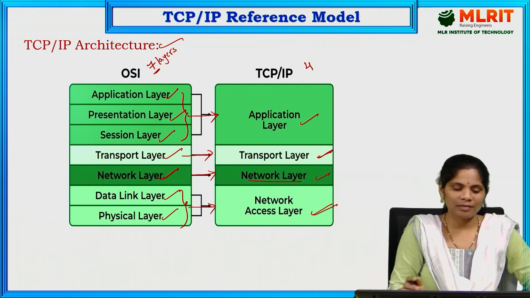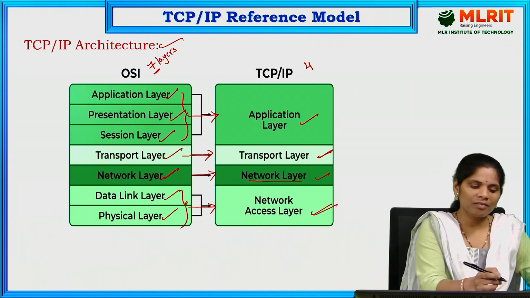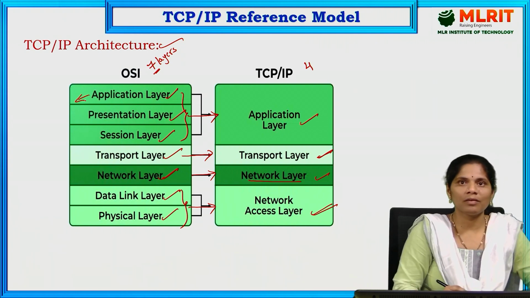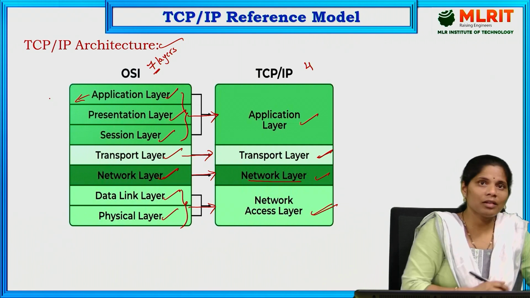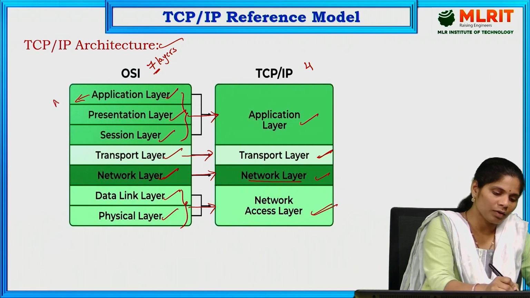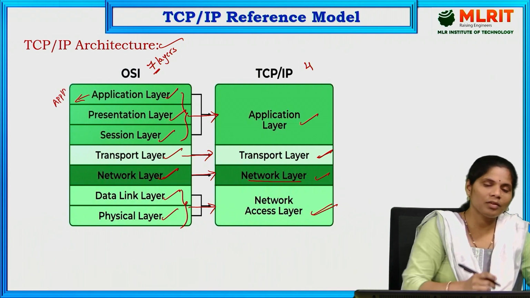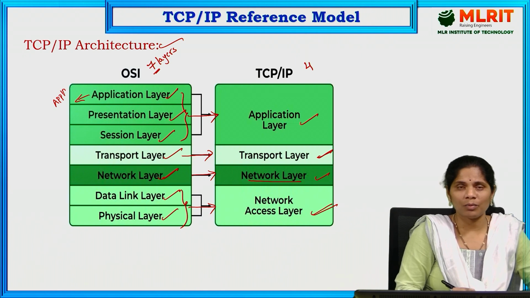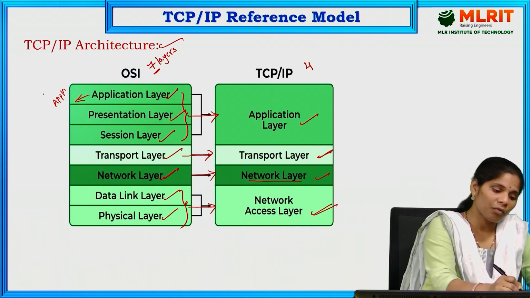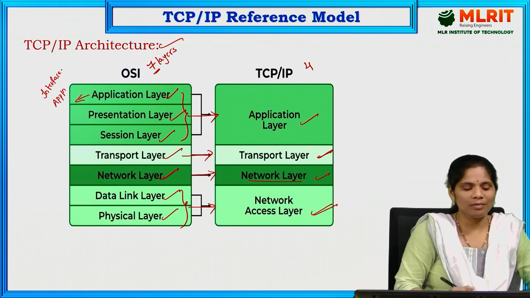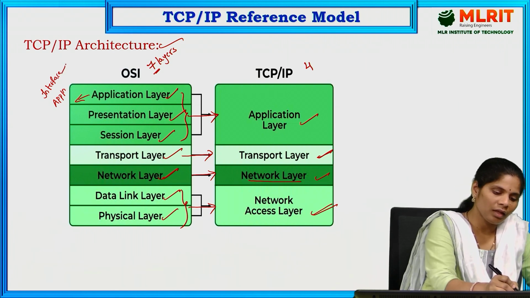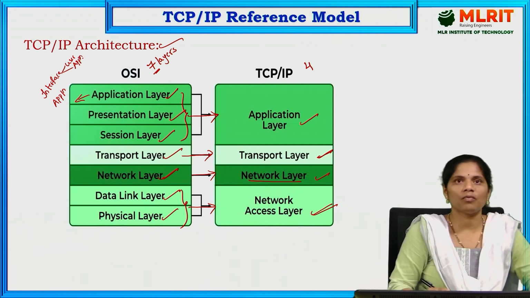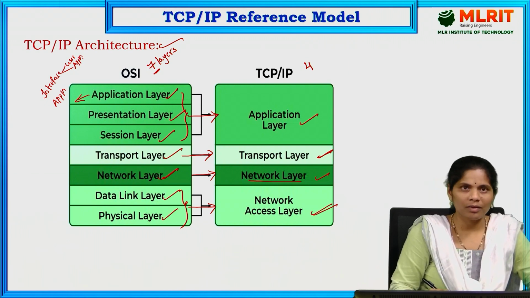So, we already discussed the functionalities of each and every layer in the OSI, right? What is the main application of the OSI reference model? It is for selecting the application, through which application you want to transfer the data. That is the main aim of the application layer. At the same time, it is providing the interface between the user and the application through which you want to send the data. That is the application layer functionality.